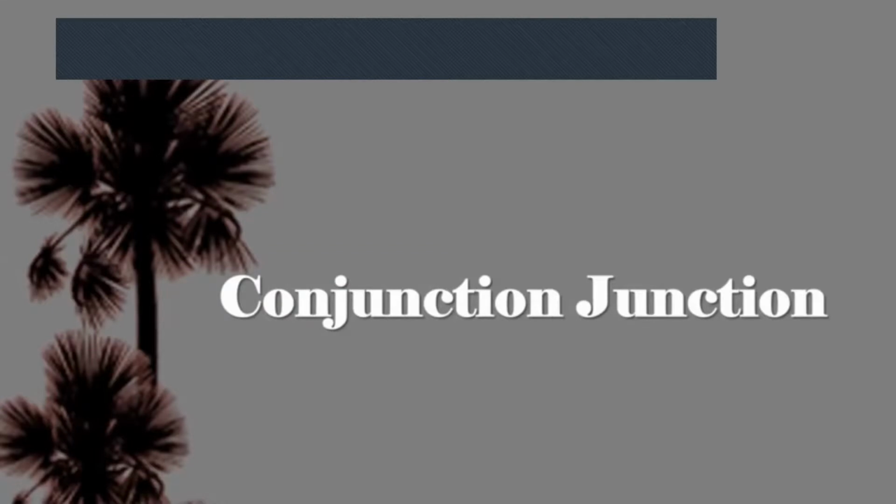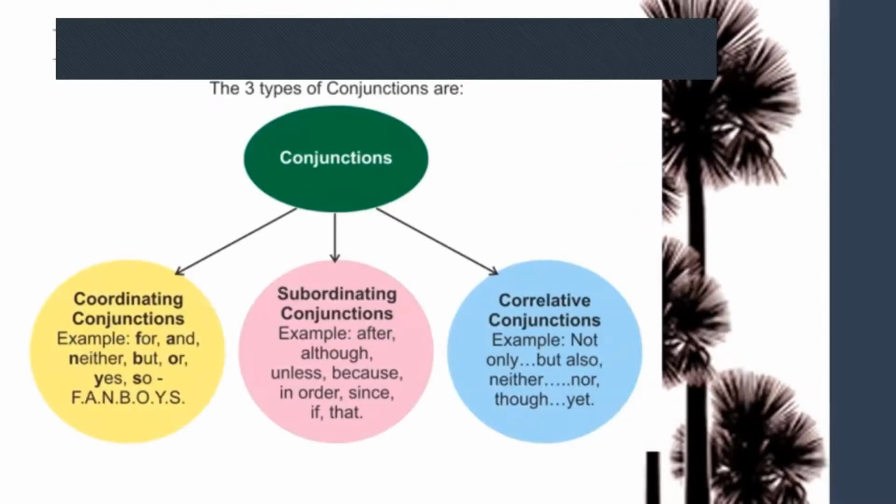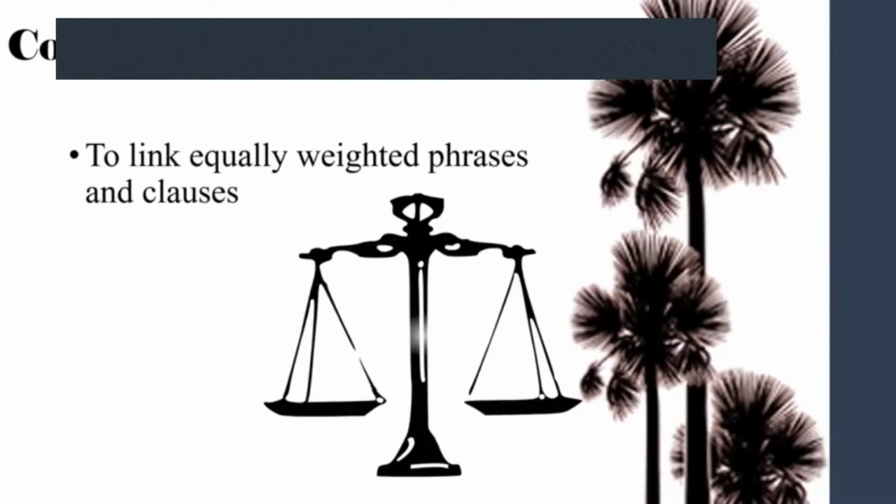So let's look at conjunctions. There are three types of conjunctions: coordinating conjunctions, subordinating conjunctions, and correlative conjunctions. Coordinating conjunctions are used to link equally weighted phrases and clauses. They have the same significance.